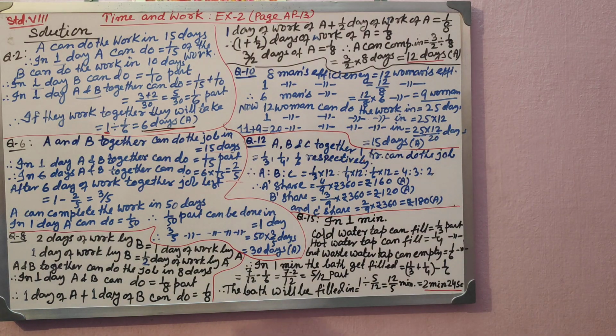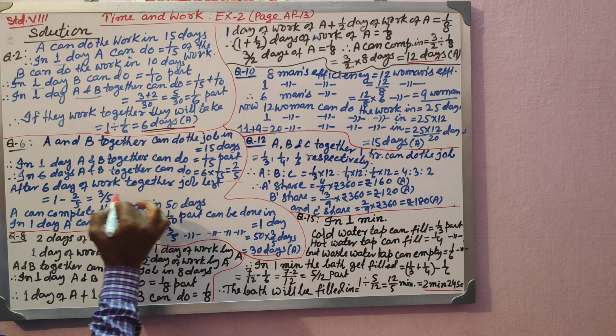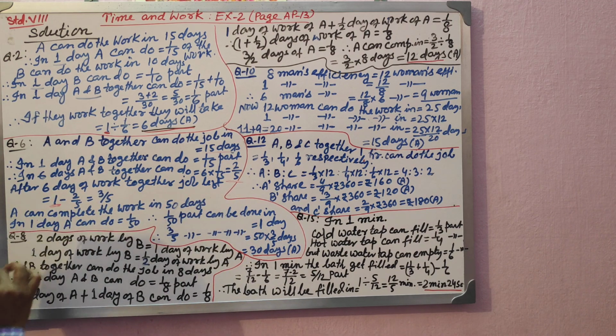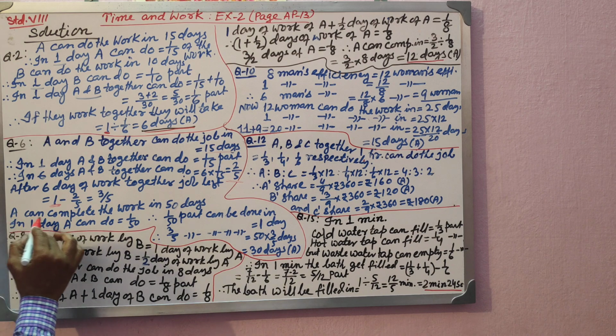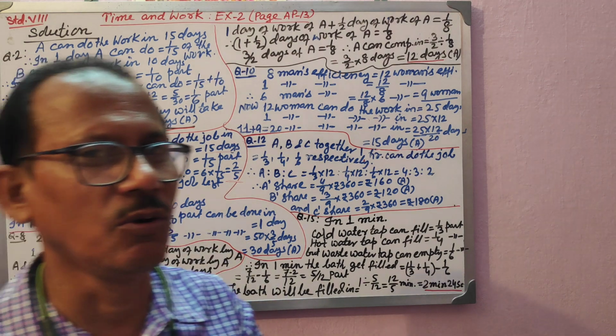Okay. How much of the work is left? After they work 6 days together, job left is equal to 1, the whole job, minus 2 by 5, that is 3 by 5. Now 3 by 5 of the work is left. A has to do that 3 by 5 part of the work. A's efficiency: A can complete the work in 50 days. Therefore, A can do the work in 1 day will be 1 by 50 part.